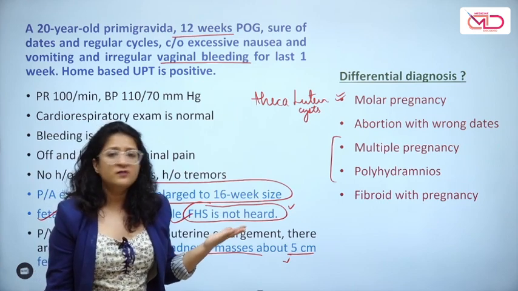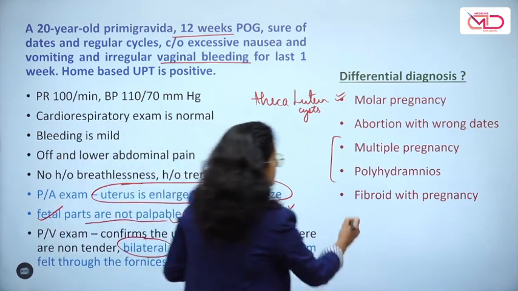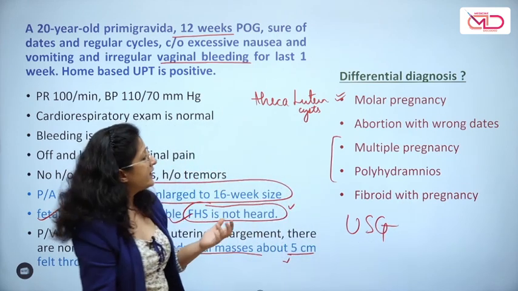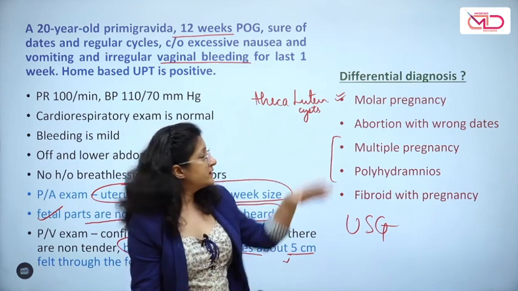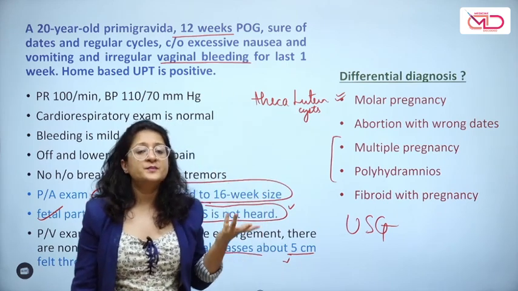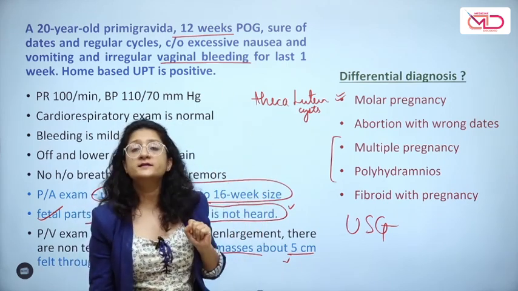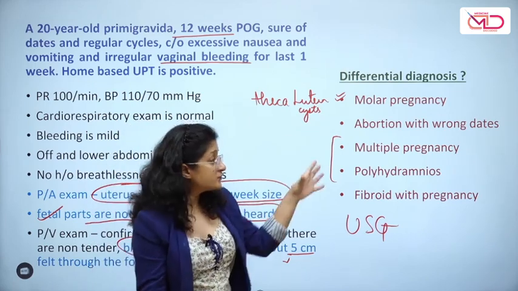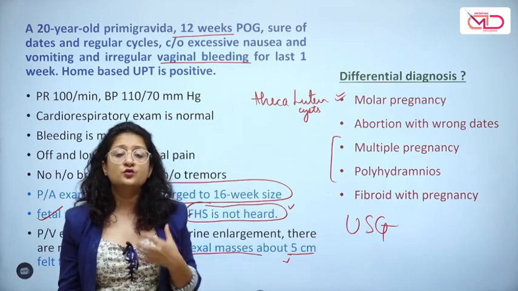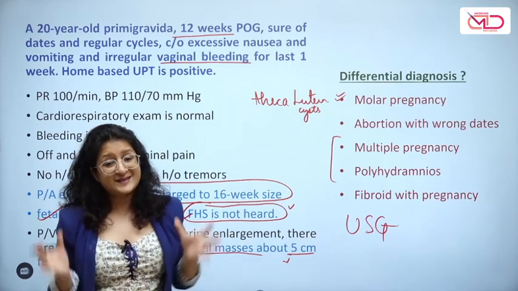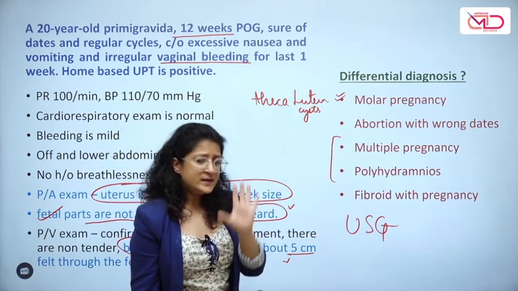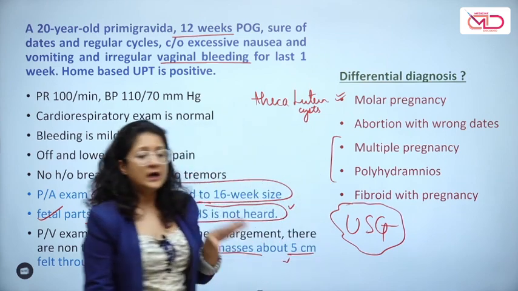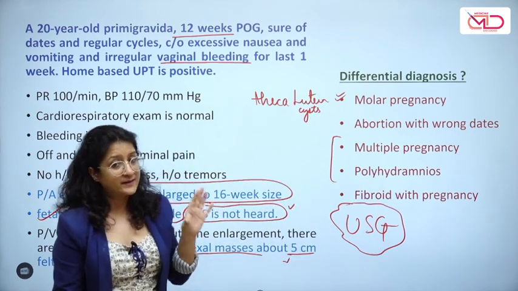One way to confirm, a very simple way to confirm, is to do an ultrasound. You do an ultrasound of the pelvis and you find out if it's a molar pregnancy, if there is an intrauterine pregnancy with an absent cardiac activity, if it's an abortion with wrong dates, you find if there are 2 fetuses, you find if there's 1 fetus with excessive liquor. Maybe sometimes with polyhydramnios also it becomes difficult to auscultate the fetal heart rate because of excessive distension of the uterine cavity. But nonetheless, ultrasound will definitely be required to confirm your diagnosis at this point.